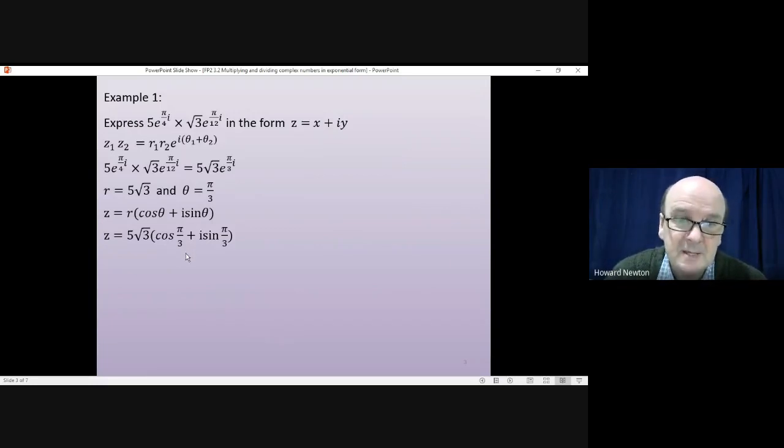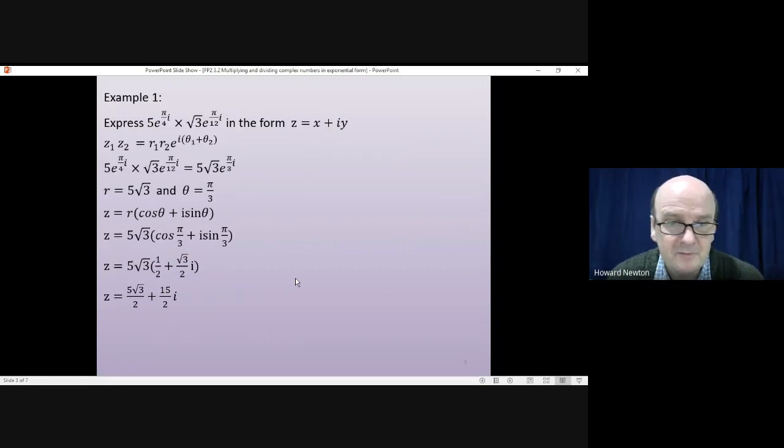Pi by 3, 60 degrees. The cosine of 60 degrees is a half. The sine of 60 degrees is root 3 over 2. So we can calculate those and put those in. And then multiplying by the 5 root 3 gives us the answer in the form they've asked for. So z equals 5 root 3 over 2 plus 15 over 2 times i.